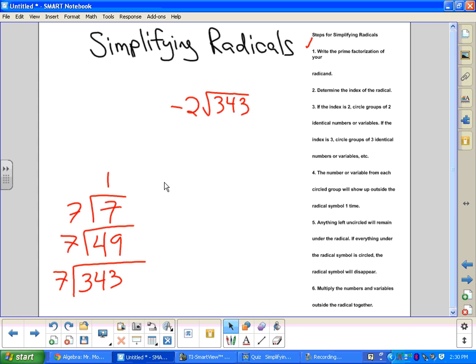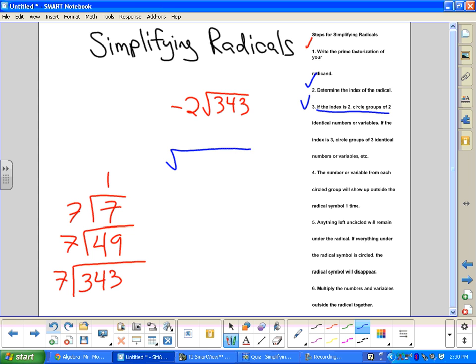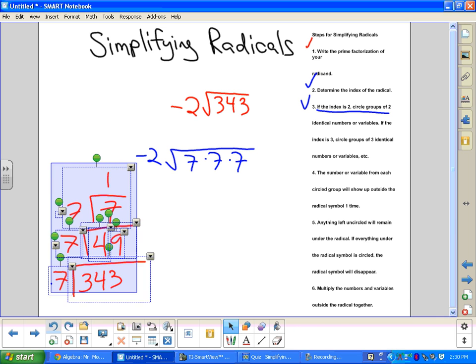All right. So that's step number one. Step number two, to determine the index. The index is 2. Remember, there's nothing here, so that means there's an index of 2. Step number 3, if the index is 2, circle groups of 2. So I have a -2 here. I have 3 7s. All right. And those go inside the box.